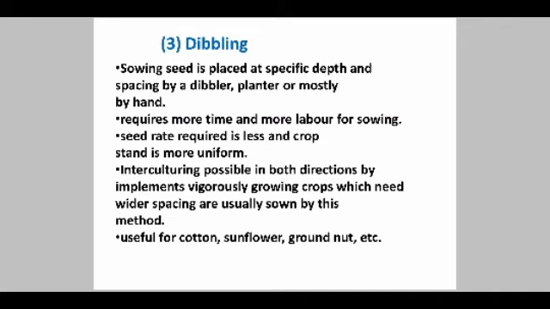Dibbling is the process of placing seed in holes made in the seed bed and covering them. In this method, seeds are placed in holes made at a definite depth at a fixed spacing. The equipment used for dibbling is a dibbler. It is a conical instrument used to make a proper hole in the field area.